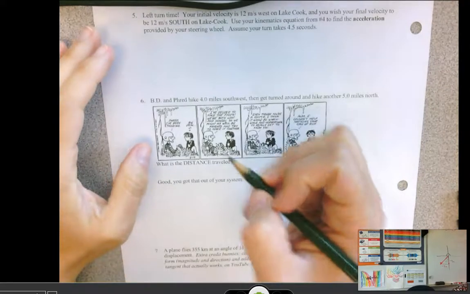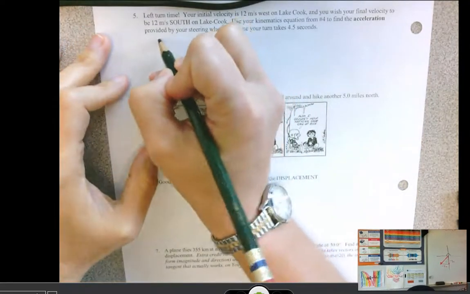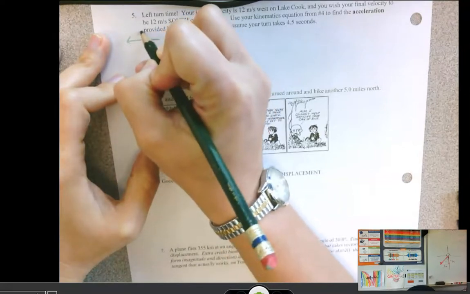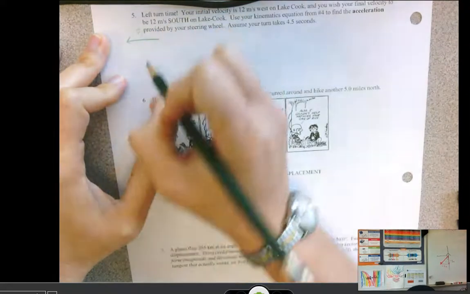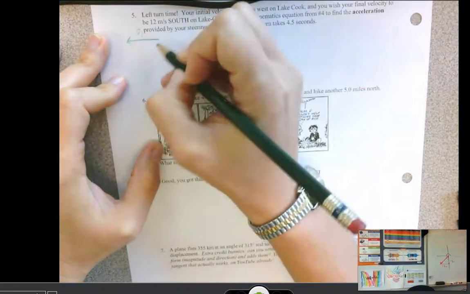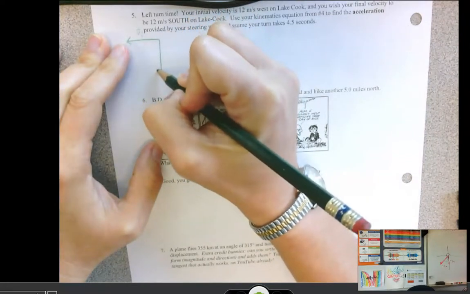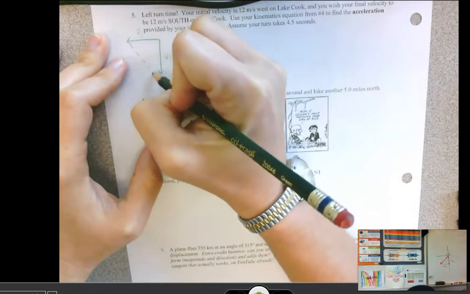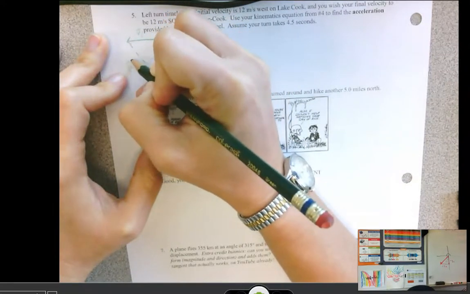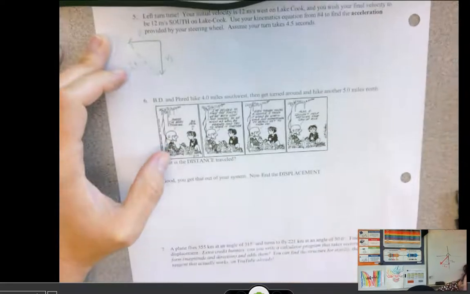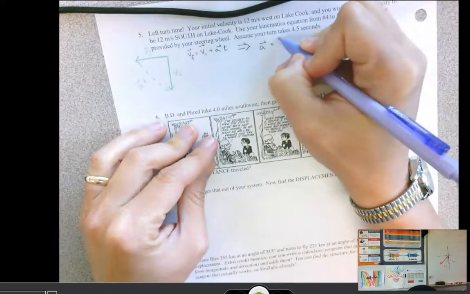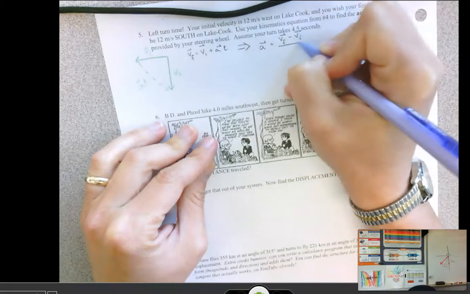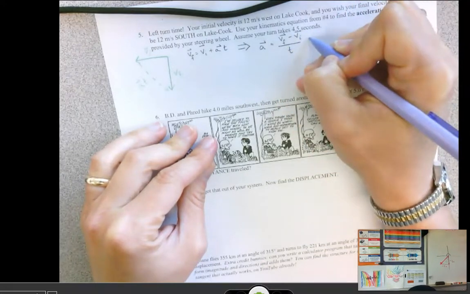Now let's try more advanced kinematics. Let's try the left turn. Here you are going west, your initial velocity, and you wish to turn so that your final velocity is going south. You wish to apply your acceleration for a certain time to make that change. The definition of acceleration is your change in velocity, note vector, over your change in time, note scalar.